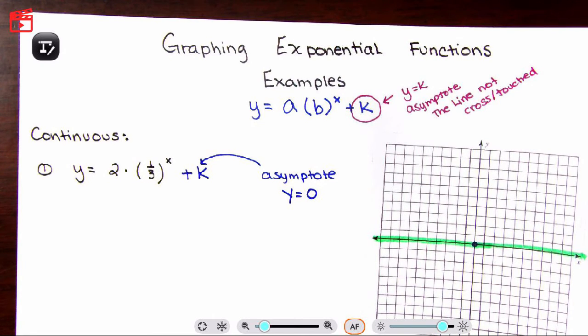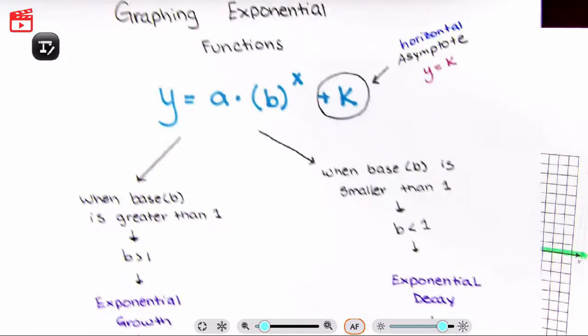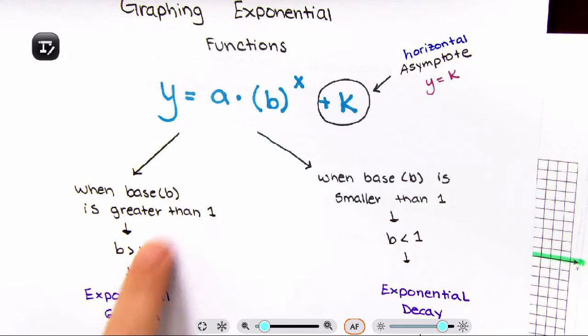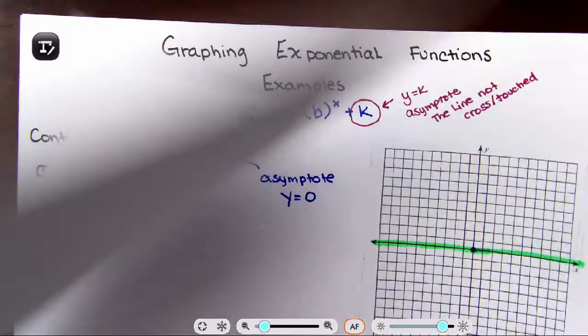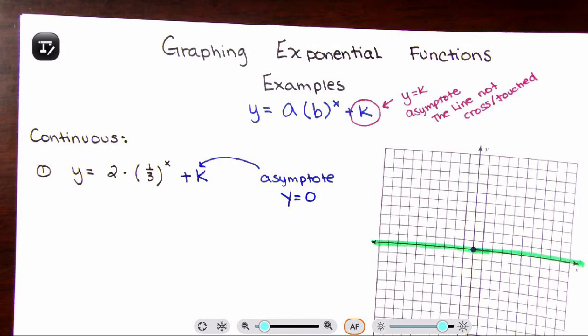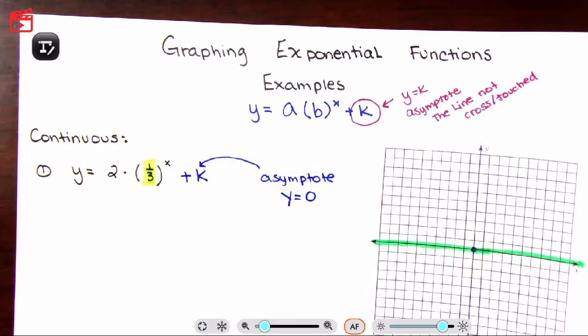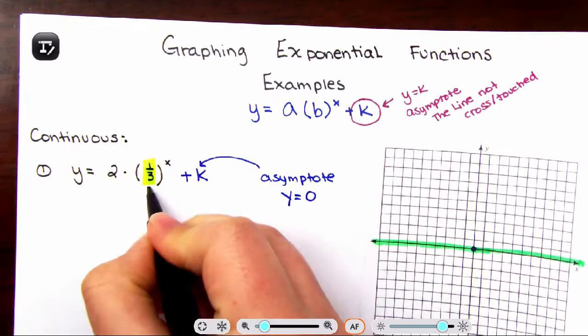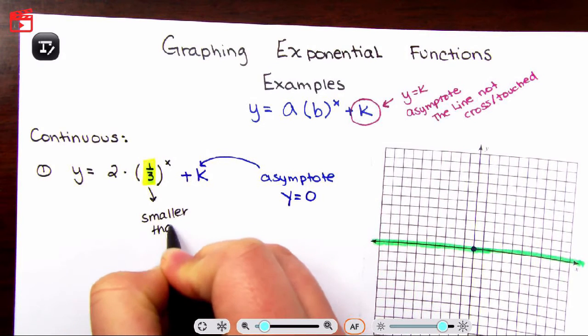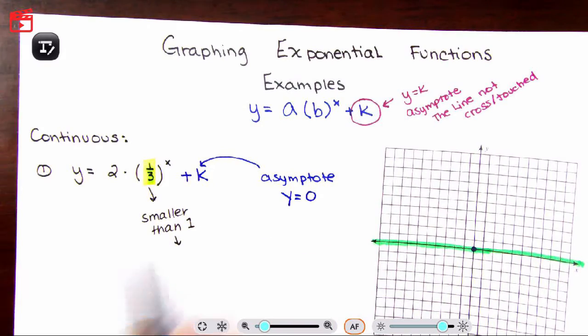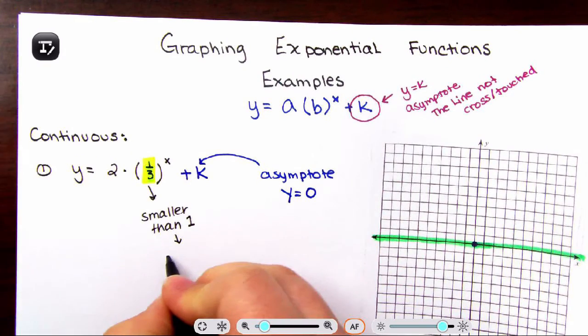Let's talk about here. Here are the notes from part 1. If the base is greater than 1, we have exponential growth. If the base is smaller than 1, we have exponential decay. So let's look at our b value. Here's our base. So our base is smaller than 1. And what does that mean? That means that we're going to have a decreasing function.